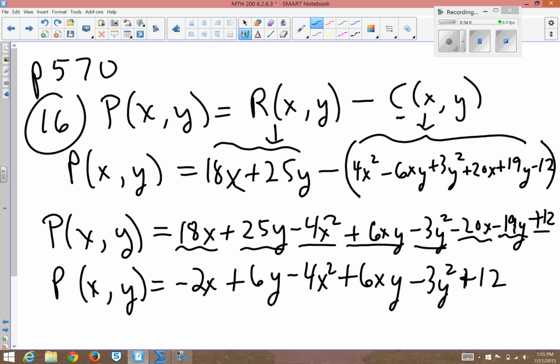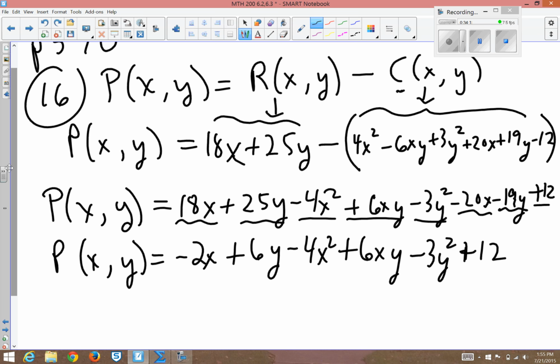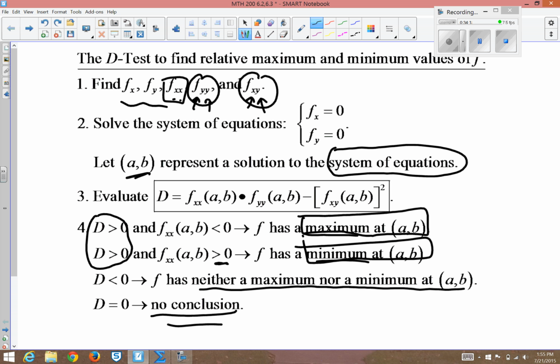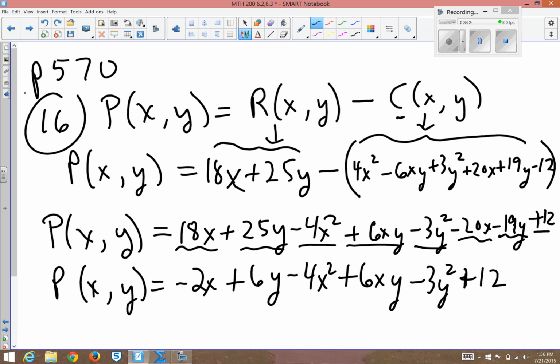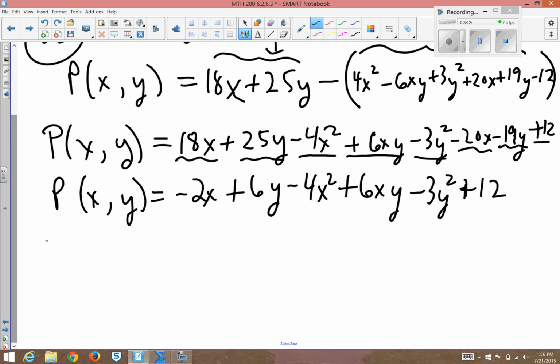So to find the maximized profit, we're going to follow these steps right here. We're going to find five partial derivatives. Let's do that and then talk about what comes next. P is the name of the function. The partial derivative with respect to x. P is used because it's the profit.